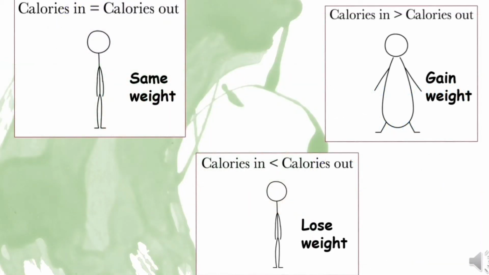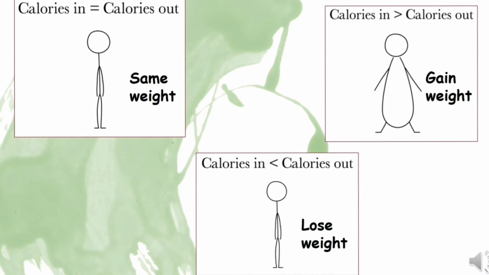Now, we need to have a balance between the calories in and the calories out. If the balance is there and it's equal, you'll have the same weight. Whatever calories you're taking in, you're using, that means your weight will be the same. You will not gain and you will not lose.